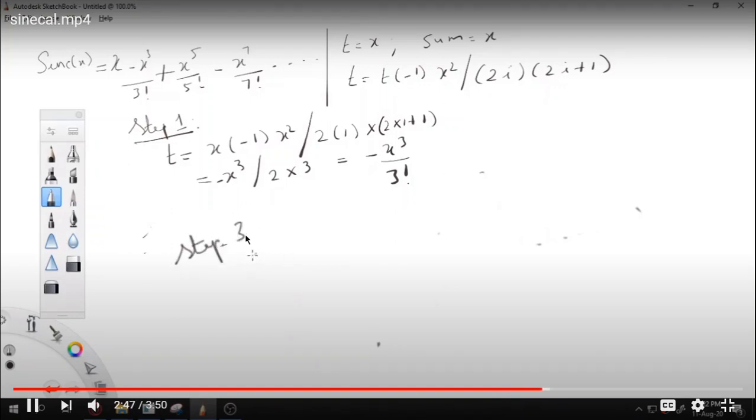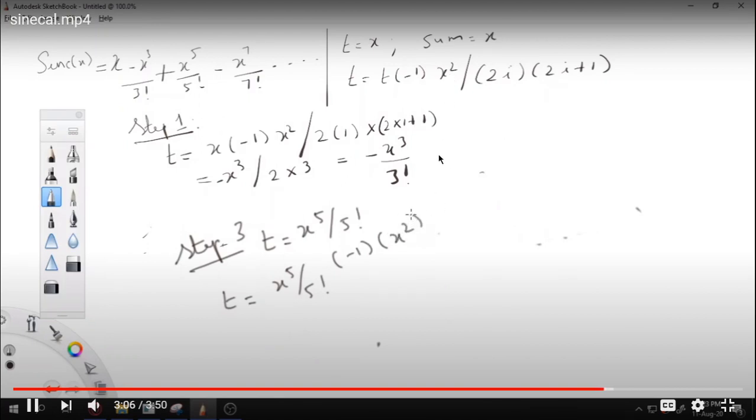Now step 3: previously the answer we have got is x power 5 by 5 factorial. So t is equal to x power 5 by 5 factorial. Now you have to apply the formula again. So t is equal to t into minus 1. What is t? X power 5 by 5 factorial into minus 1, and then this x square divided by this term. What is I now? I is equal to 3. So 2 into 3 into 2 into 3 plus 1. 2 into 3 plus 1 is 7. So this is 6 and this is 7.